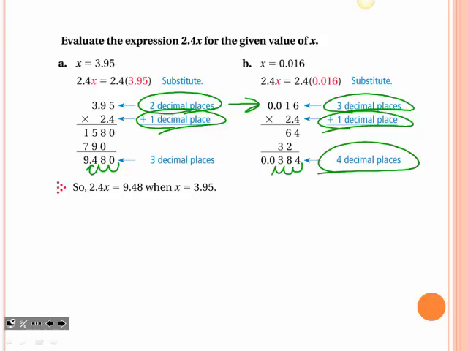1, 2, 3, 4. Now notice they did not multiply by their zeros, so we had to add some zeros in order to get these zeros right here. So that's okay. Notice that if you fall short with your decimal point, so if your answer was 483 and you needed to count over 4 times, 1, 2, 3, 4, you have to add some zeros there. Okay? All right.